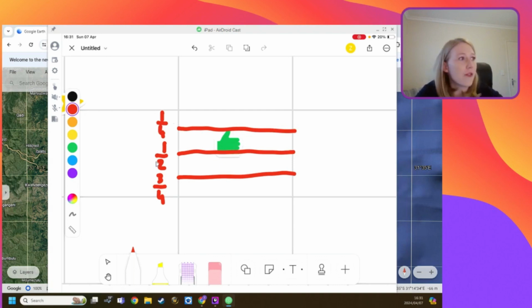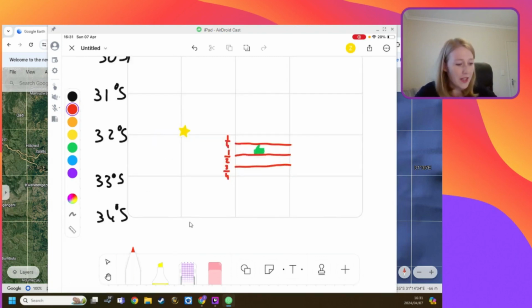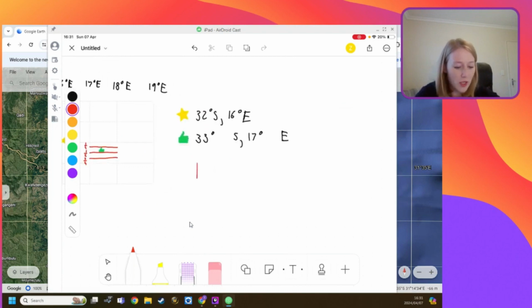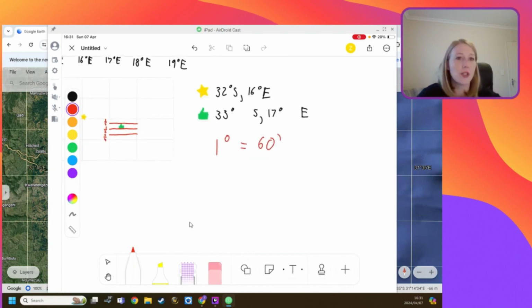But these fractions have values in minutes. Let's write them over here. 1 degree is 60 minutes. Then we can also say that a half a degree, oh, come on, where's my pen?